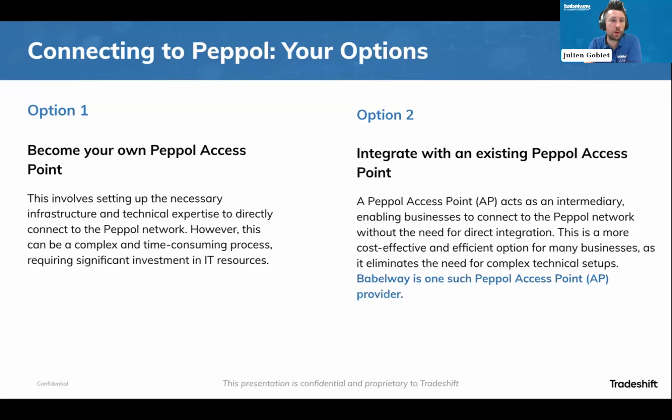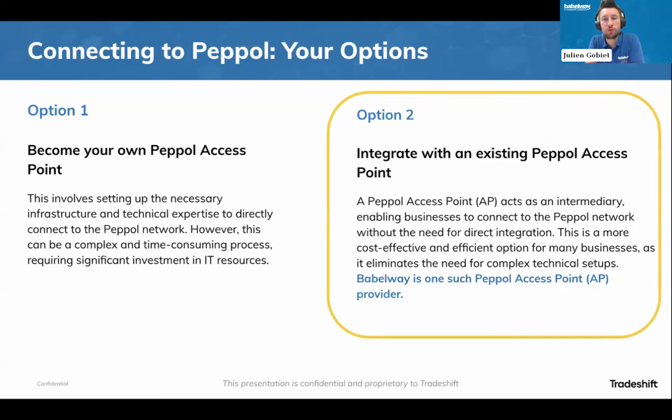So what are your options to connect to PEPL? Option one, you can become your own access point, meaning you will have to be certified by Open PEPL, which is the association that manages the PEPL framework. For this, you can also use Babelway to be your own access point, but you will still need to fill in some administrative information and be certified from a technical point of view. Option two, you can use Babelway as your default access point. Then we will send and register the documents for you using our access point identifier.